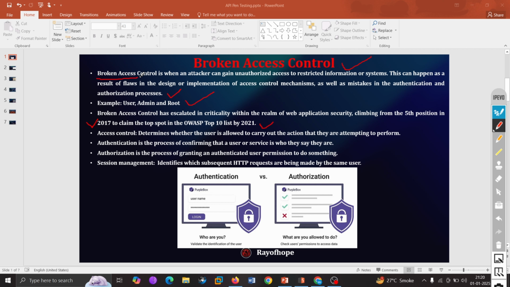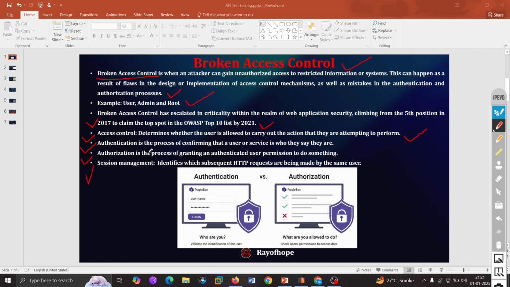So when we talk about broken access control, we are talking about 3 things actually, or 4 things you can say. The first one is access control, the second one is authentication, then we have authorization, and then we have session management. So there are 4 components of broken access control. When we talk about the first component, access control, what exactly do we mean by it? Access control determines whether the user is allowed to carry out the action that they are attempting to perform or not, right? So that is access control.